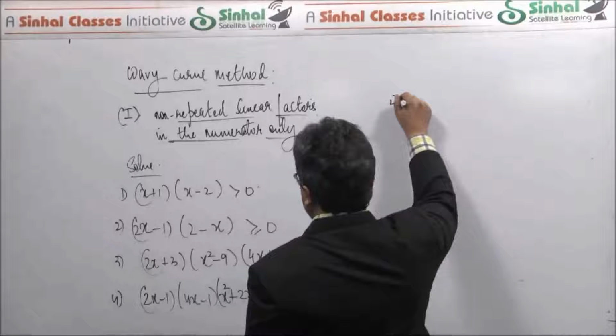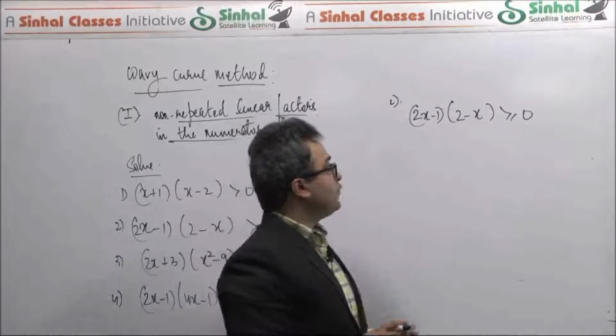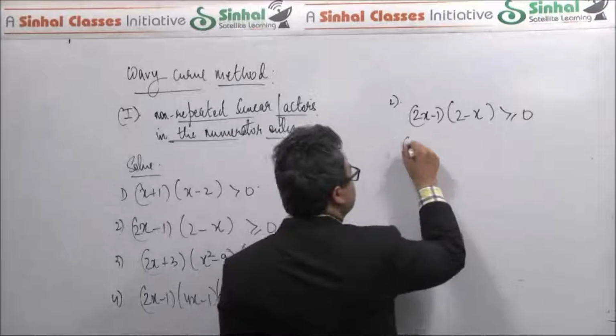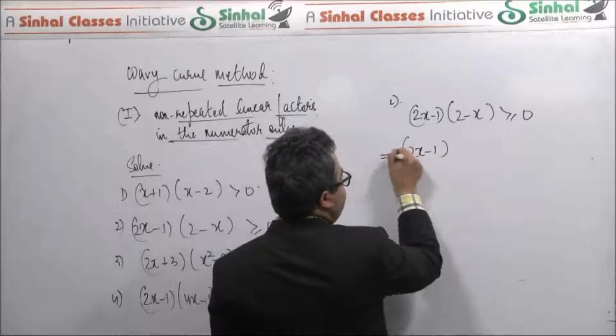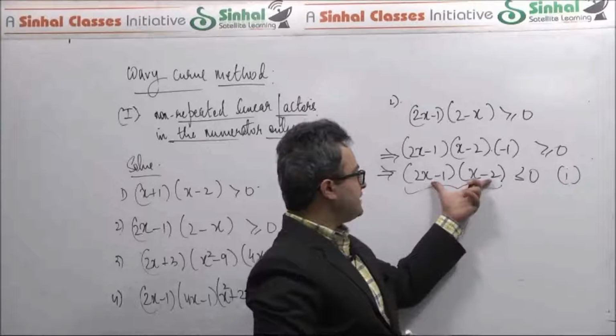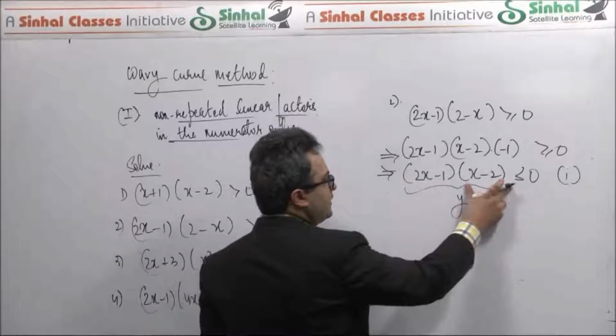So for the second part, this is the inequality. But now the coefficient of x in the second factor is not positive. So we'll have to transform this inequality. So this is now the transformed inequality. And again, I'm referring to this entire expression as the variable y, suppose. So y happens to be equal to (2x minus 1) into (x minus 2).